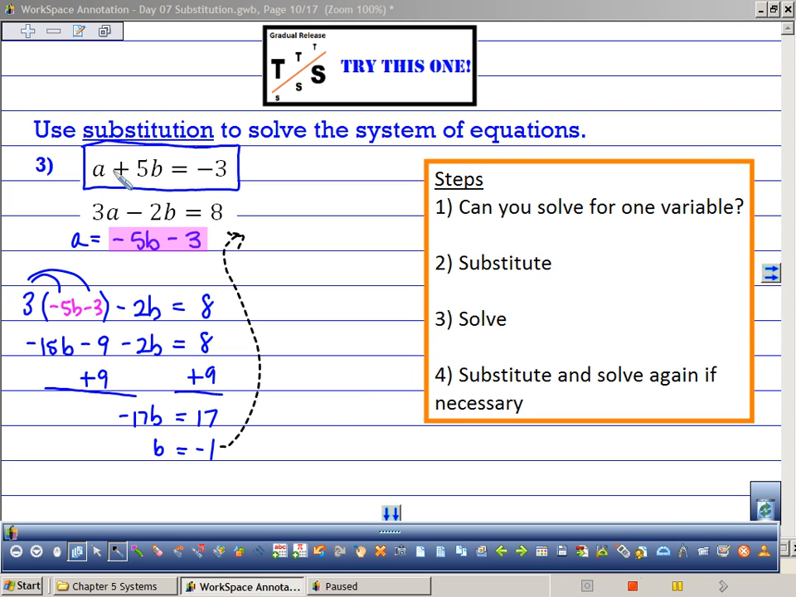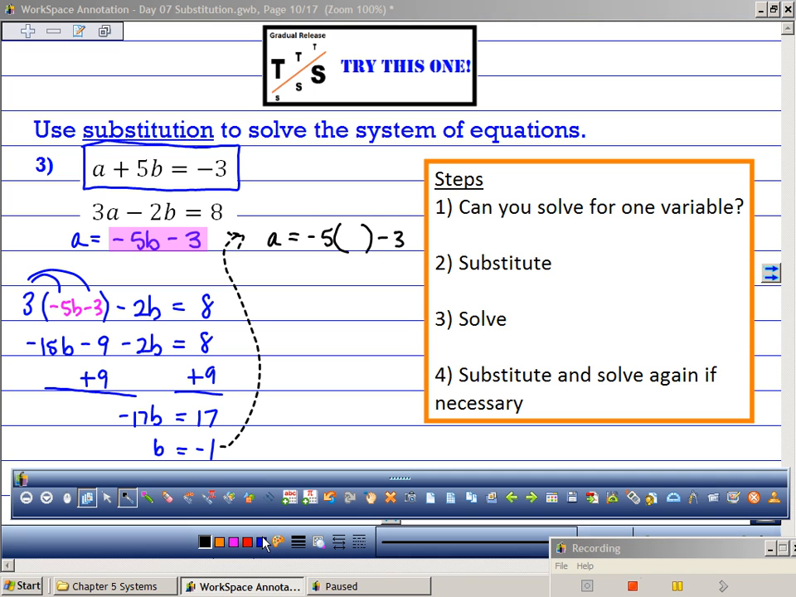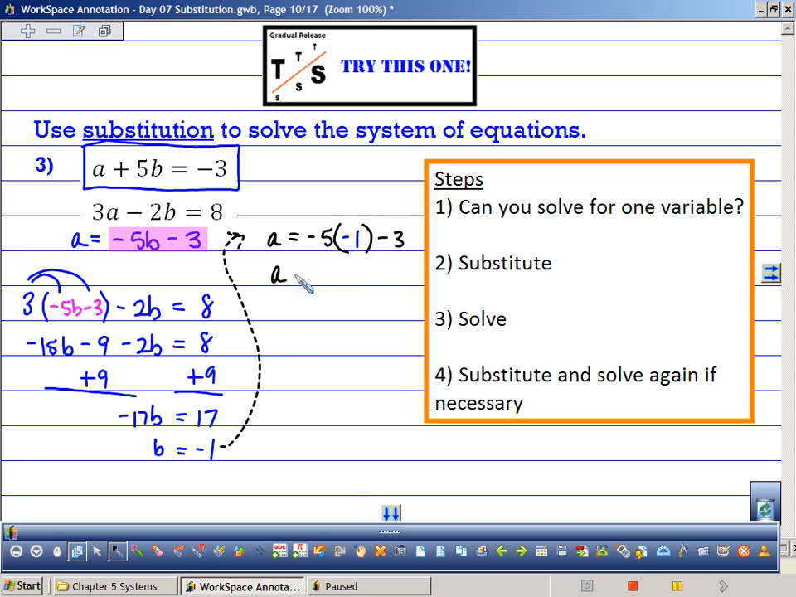You could put it into any three of these, right? So I have a is equal to -5b minus 3. And what's b again? -1. So a equals positive 5 minus 3. a equals 2. So my solution, the intersection, is 2, -1. Good. 2, -1.